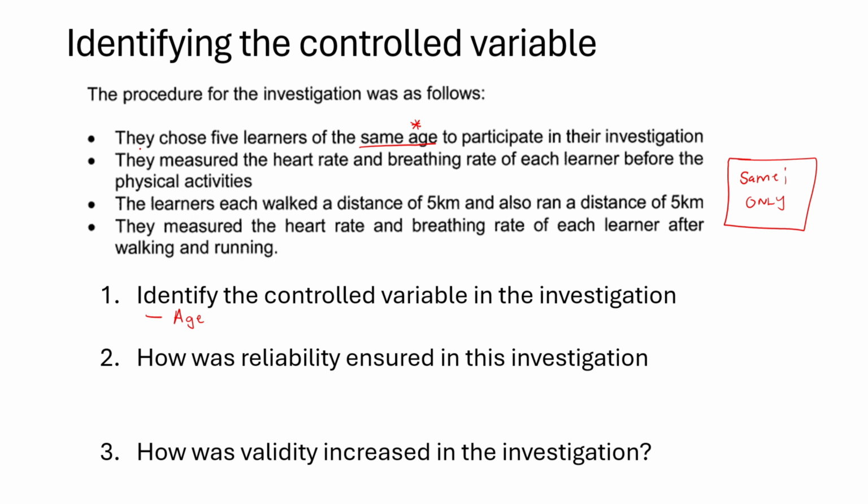Look at this term. They chose 5 learners. Whenever they give you a number or they give you the amount of the sample that has been used, in this case it was learners, so they've used a large sample size. No matter what number they give you here, that is more than 1, you're going to say that reliability has been ensured because a large sample size has been used. So you're going to say here 5 learners were chosen, or you can just copy this exactly as it is. They chose 5 learners. 5 learners were chosen.